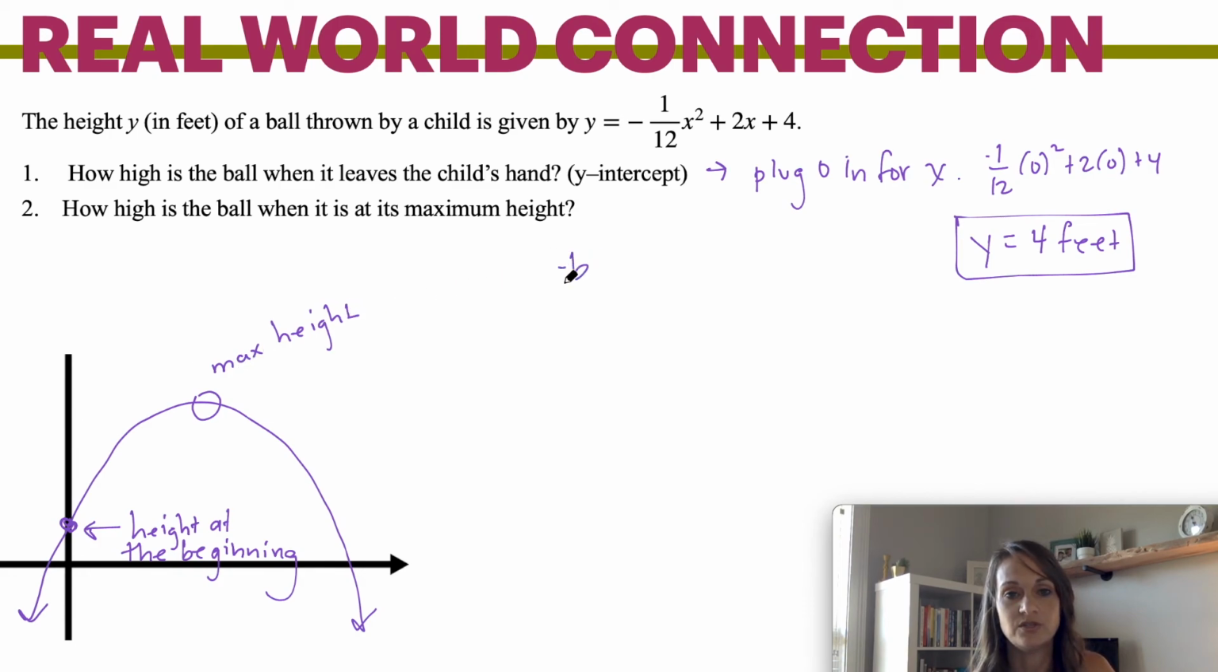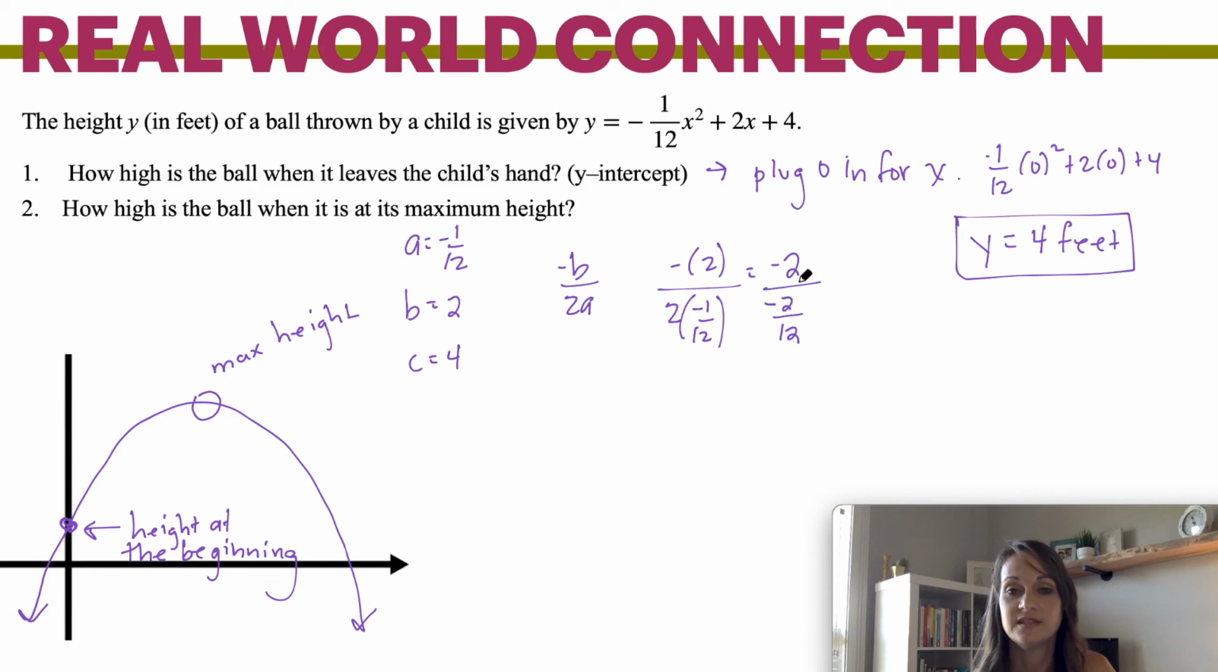So what we're going to do is do negative b over 2a. a represents negative 1/12, b represents 2, and c represents 4. So negative b, which is negative 2, divided by 2 times a. So we'll get negative 2 divided by negative 2 over 12. This is where KFC comes into play because we're dividing by a fraction. So we're basically doing negative 2 divided by negative 2/12.